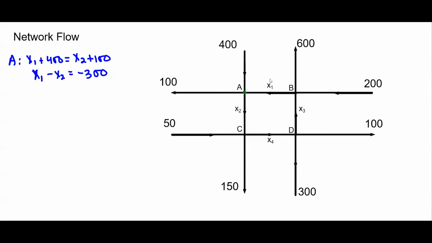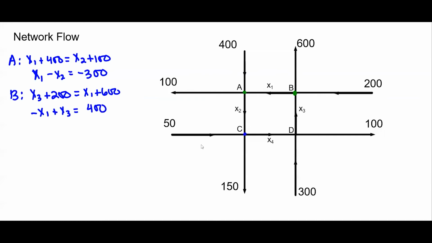All right, so for intersection B, we'll do the same thing. What's going in is x3 plus 200. And what's coming out is x1 plus 600. And I'm going to move the x1 to the left and this 200 to the right. So negative x1 plus x3 equals 400.